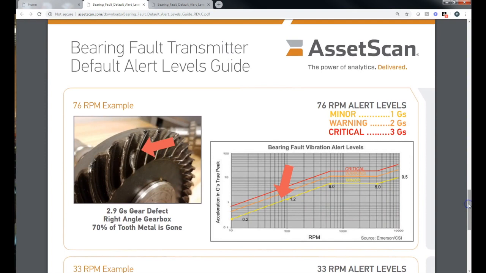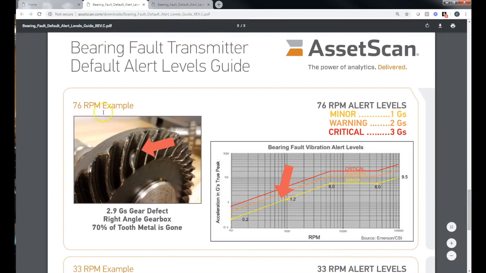Scrolling down in this document, we are now looking at our slower speed examples. And so this is a 76 RPM example. And what we do is we go to 76 RPM on the x-axis. We come up to that minor level of yellow, and we see that's a 1G alert limit. And then likewise for the orange and red, we set them at 2 and 3 Gs.